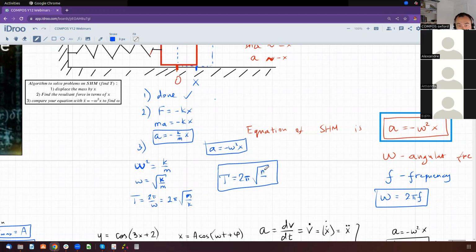And it makes sense. If you increase the mass, the time period increases. If the pendulum is heavier, it will go slower. If you have a stiffer spring, it will oscillate faster. It will take less time for an oscillation.